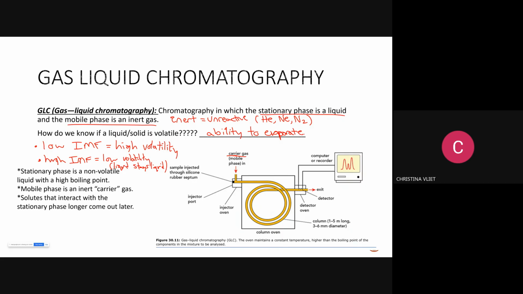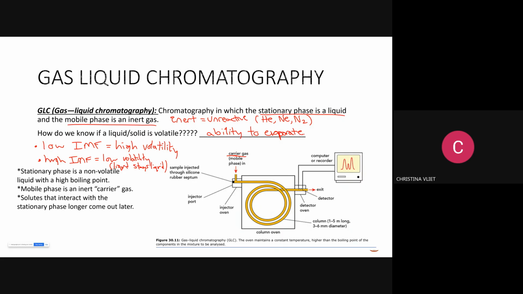So water, high or low volatility in comparison to a gas? It would be low volatility because of its high polarity. So the higher the IMF, the less volatile. The lower the IMF, the higher the volatility. They're inversely proportional. And so it's important to note here your stationary phase.